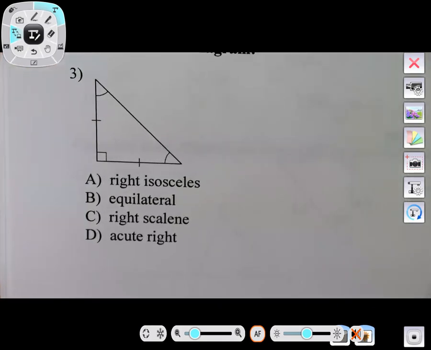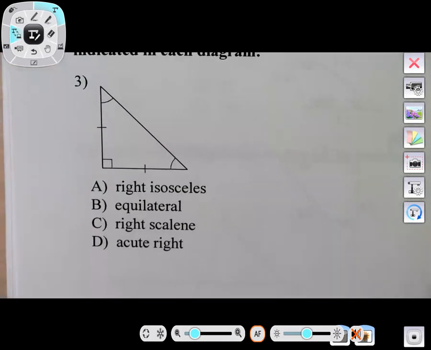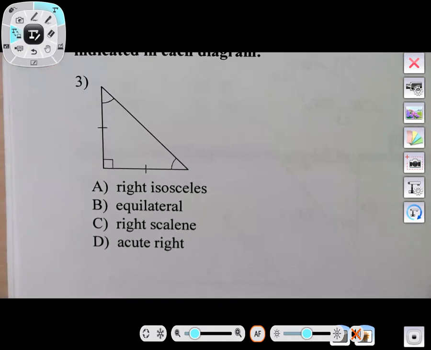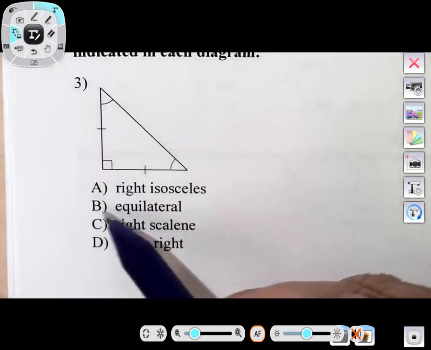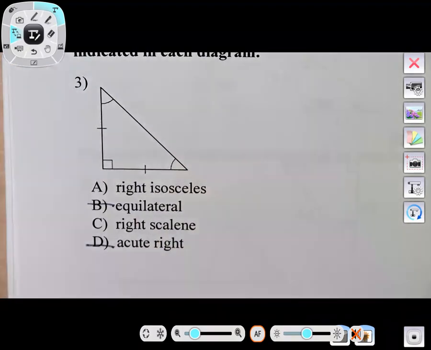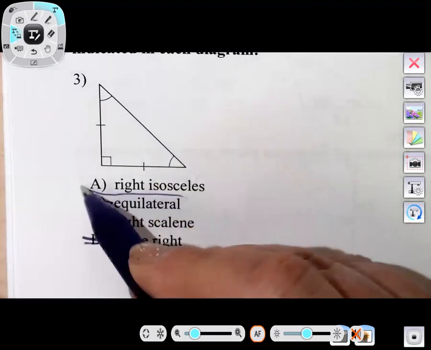All right, so now you were supposed to do the same thing, but they give us markings instead of numbers. So what do I see? Ooh, a right angle. Ding, ding, ding. So let's cross off B and D. I saw the A of acute. So this is definitely a right triangle, but which is it? Is it isosceles or scalene? Which one do I have here? Yes, I have two sides the same. So I'm going with isosceles.